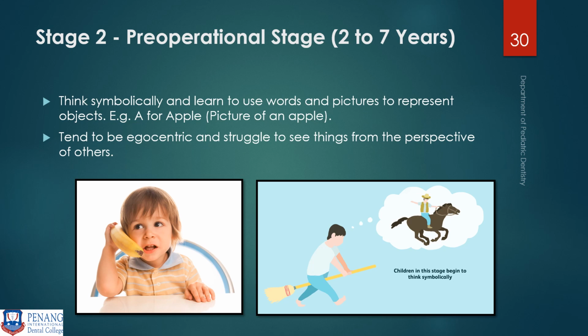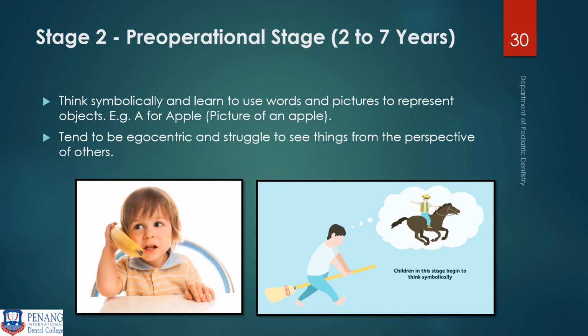You must understand that 2 to 7 years is a very wide range, and for the purpose of simplicity, we are not going into the sub stages of this particular stage. There are sub stages from 2 to 7, but we are not going into the details of that because it is out of the scope of this syllabus. But what you must understand is that they will attach symbols for everything.